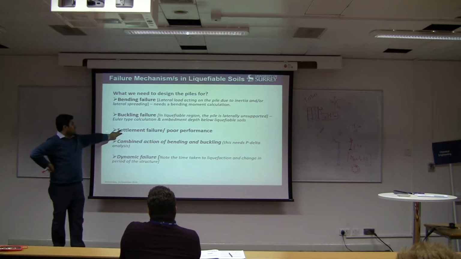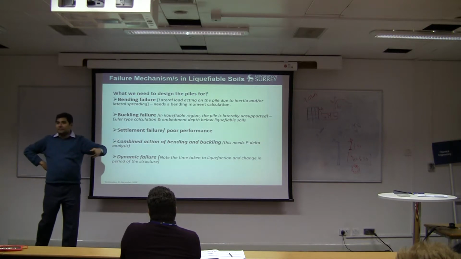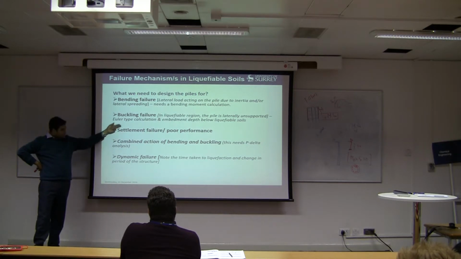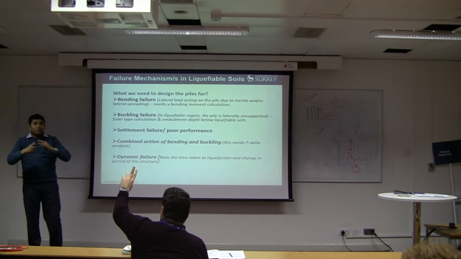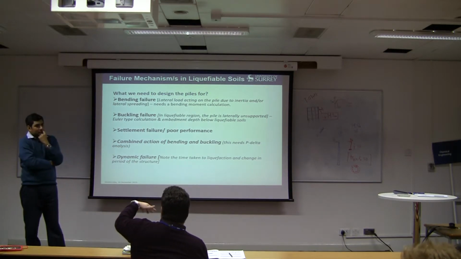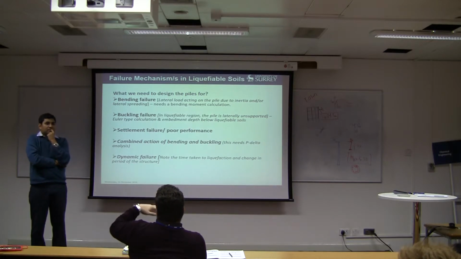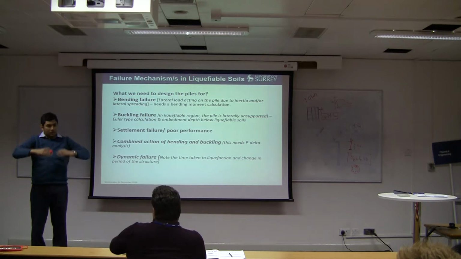Settlement failure, poor performance. Exactly what is the course one, isn't it? It's about this one, right? Combined action of bending and buckling. That means settlement failure means that the pile is stiff, and because it loses friction, it goes down more.